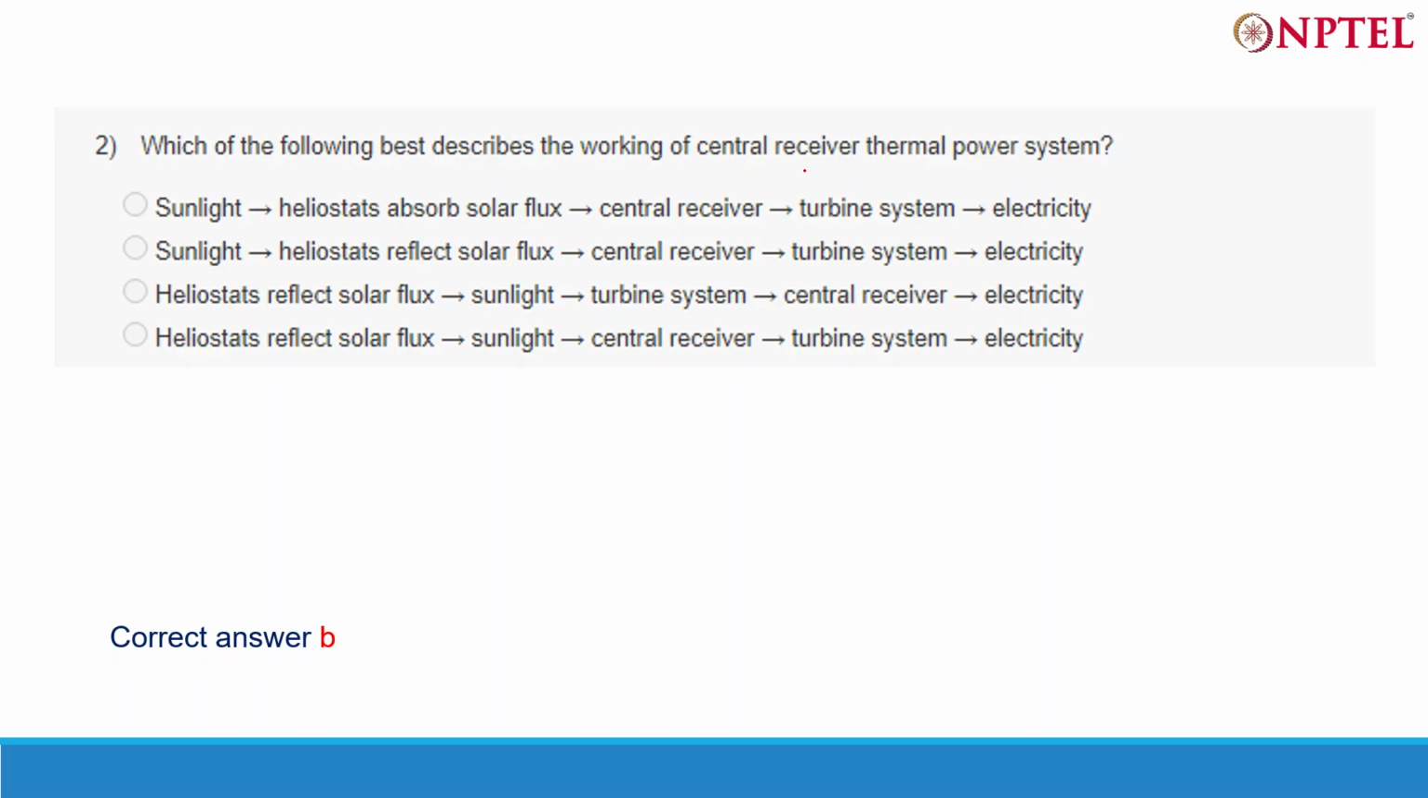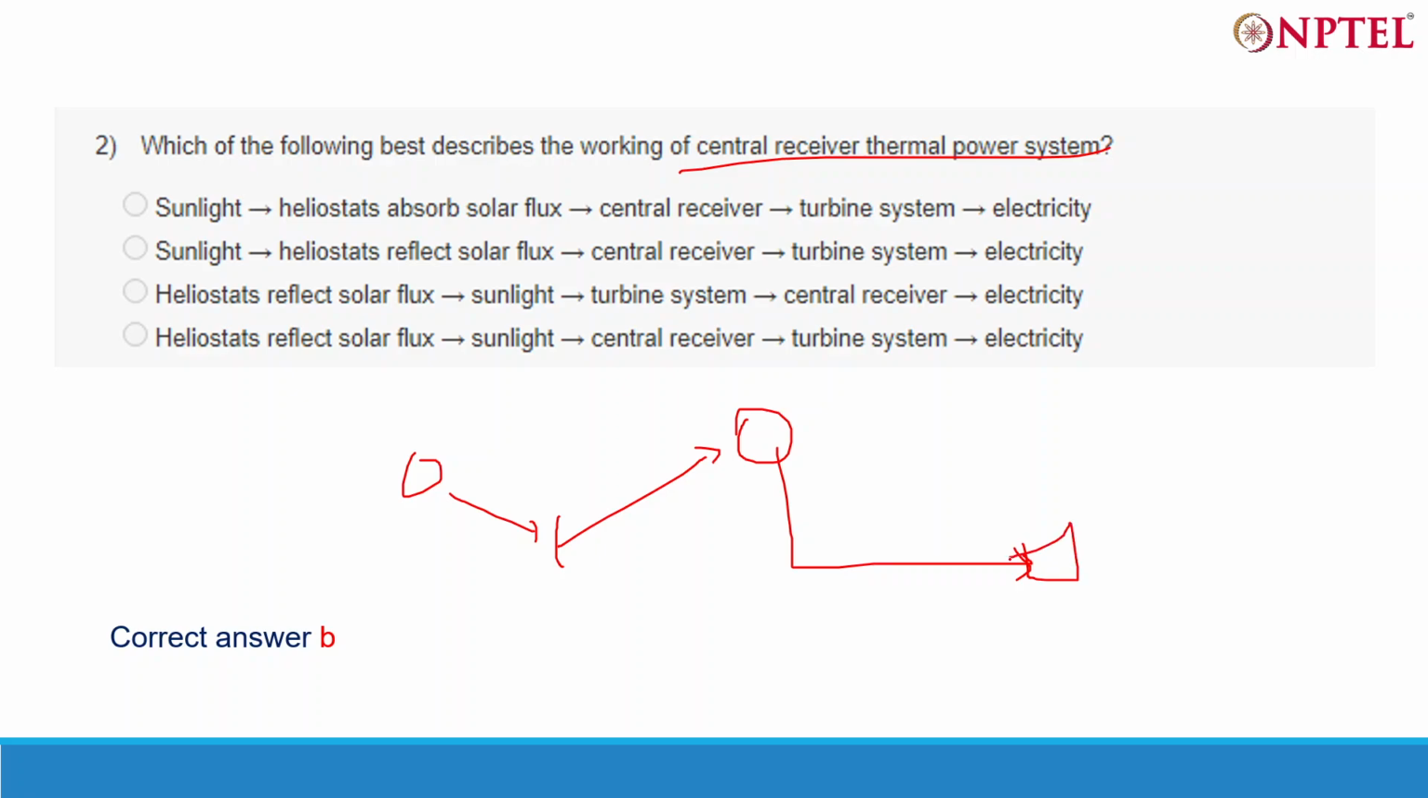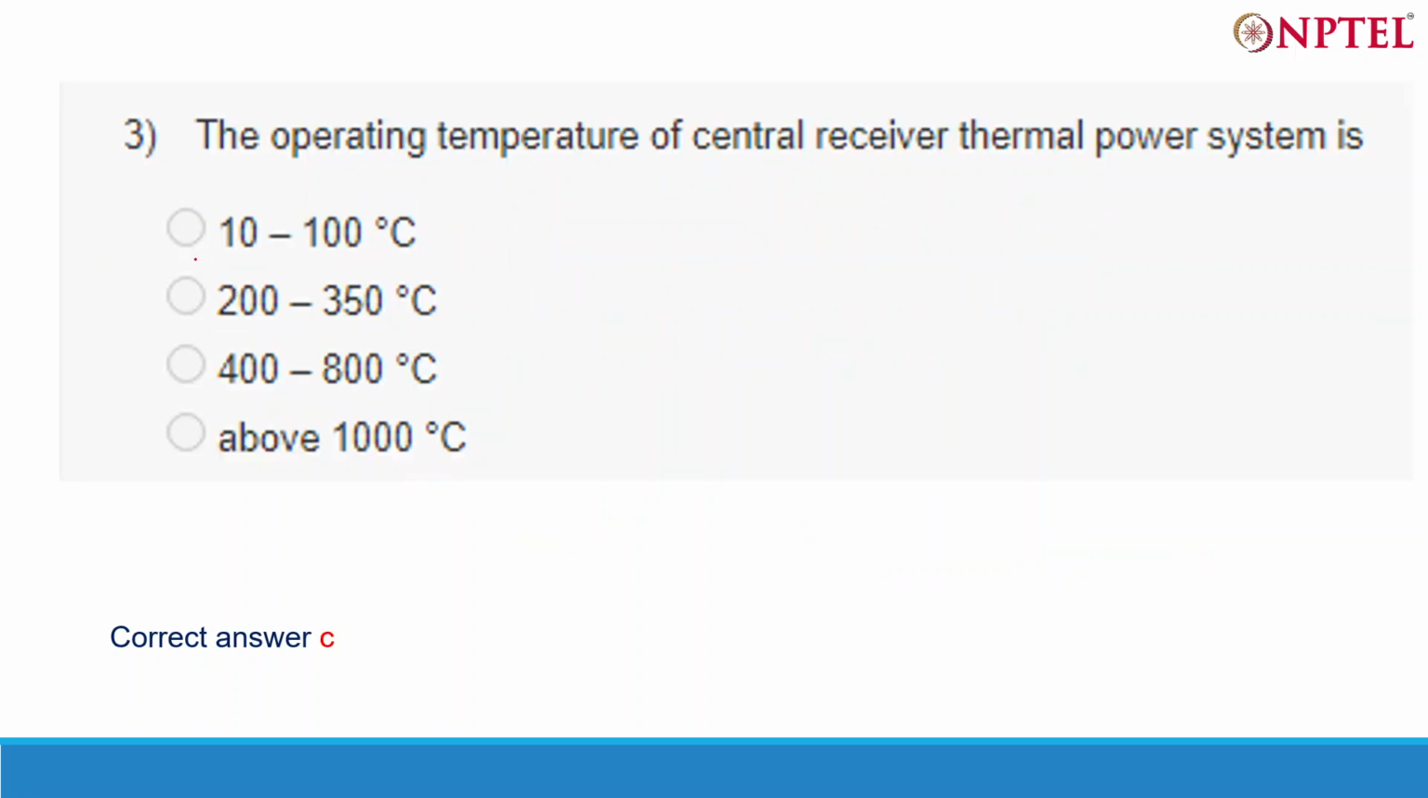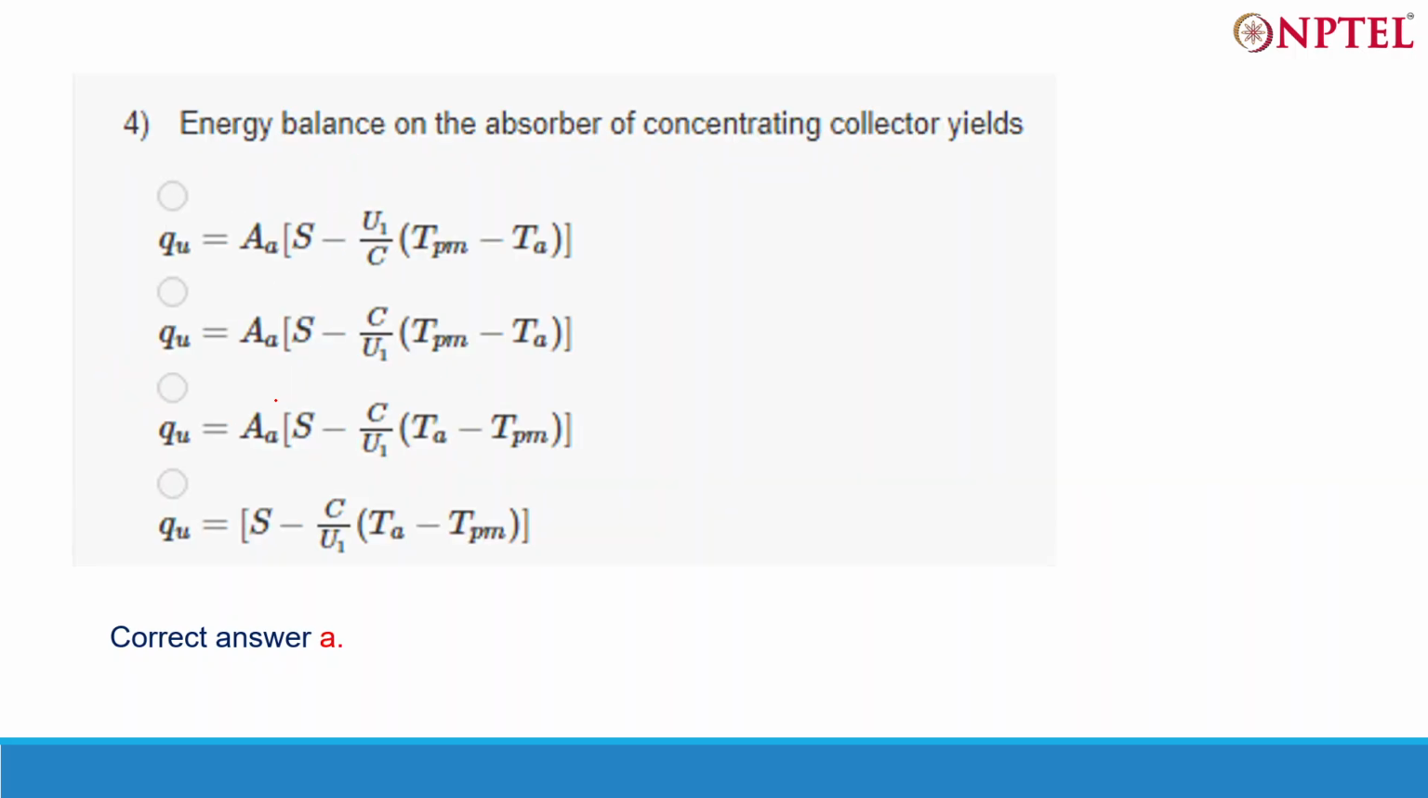Which of the following describes the working of a central receiver thermal system? Basically, in a central receiver thermal system, you have sunlight focused on heliostats, then focused on the central receiver, then we have the turbine, through which a molten salt solution passes, and then electricity. So the correct answer is B. The operating temperature of a central receiver thermal system is 400 to 800 degrees Celsius. Okay, central receiver thermal power system.